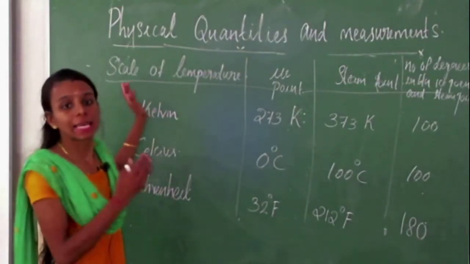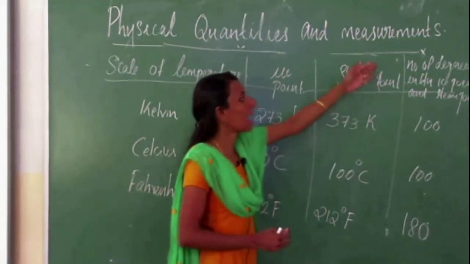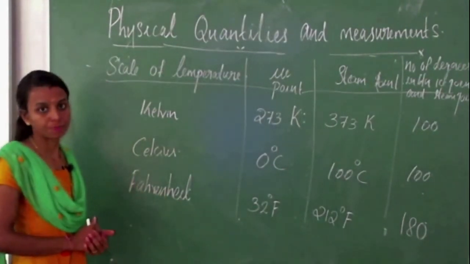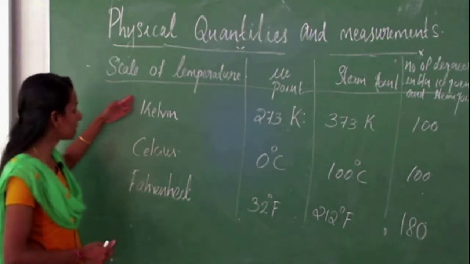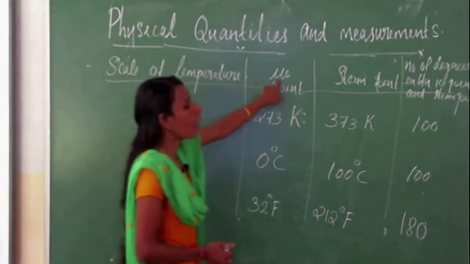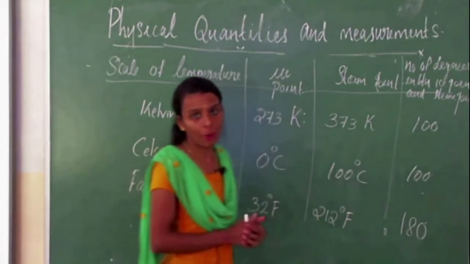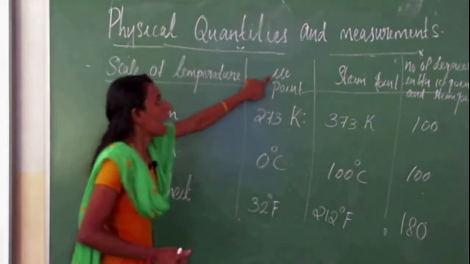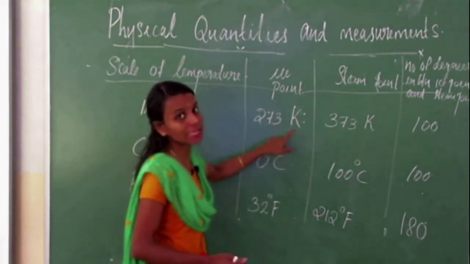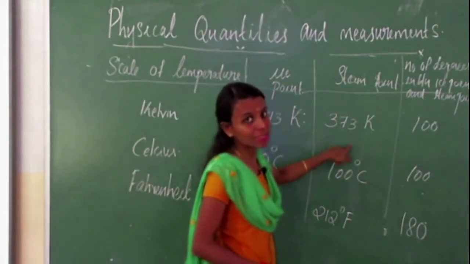Here we can see the ice point and steam point of water and the number of degrees in between the ice point and steam point on various scales of temperature. We know that the three scales are Kelvin, Celsius and Fahrenheit. Ice point means melting point. Steam point means boiling point. Here the ice point of water on the Kelvin scale is 273 Kelvin and the boiling point is 373 Kelvin.